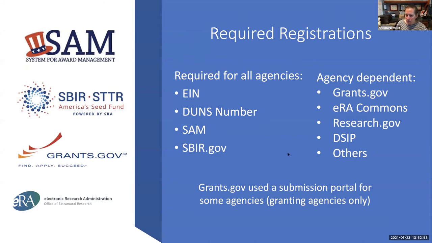Depending on which agency you're applying to, you may have to register at any one of these on the right side. Grants.gov is the portal used for all grants that are submitted to the federal government. ERA Commons is NIH's platform for communication, and ERA Commons offers a proposal submission platform called Assist, which allows you to skip grants.gov, which I prefer. Research.gov is NSF's. So it just sort of depends on what agency you're applying for, but you have to have the four on the left no matter what.